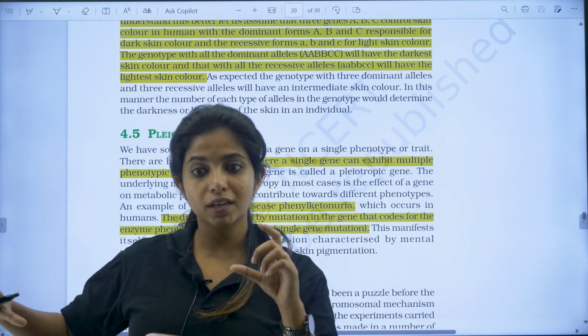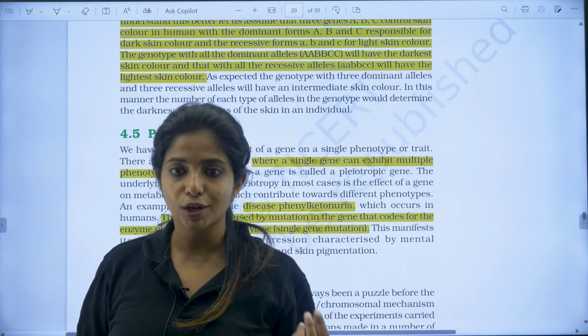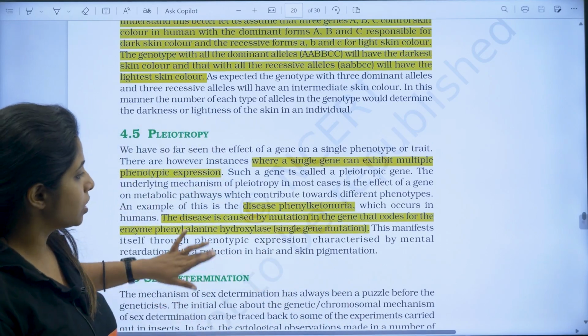So basically it is controlling your skin color, and also there is one more, tyrosine is not being produced, so two characters at the same time. So that is why it is known as pleiotropy.